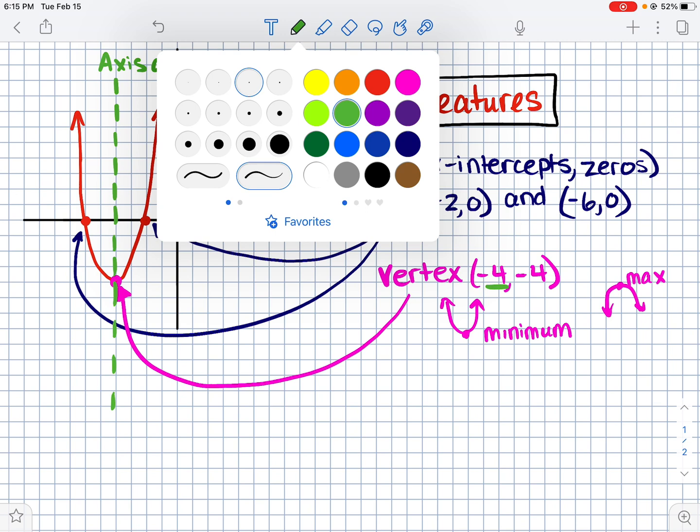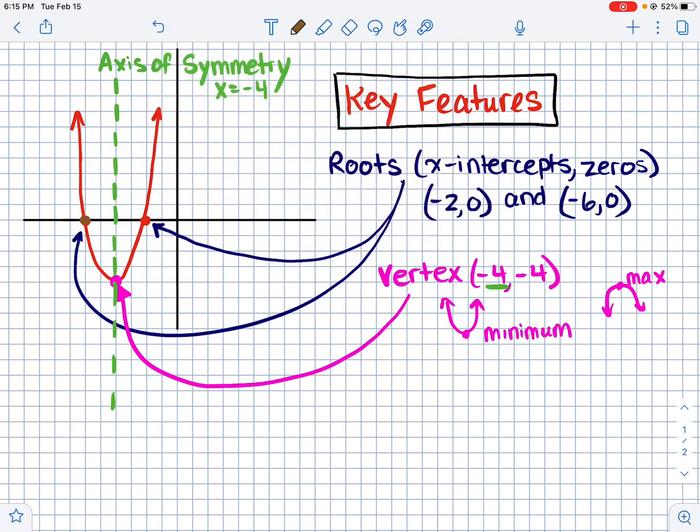And there's a whole bunch of these symmetrical points, we call them. So the roots, they're symmetrical. So they have the exact same y value, and they're the same distance apart from each other from the middle of the graph. And every time you have a point here, you're going to have the same point over here, the same distance away from the axis of symmetry.